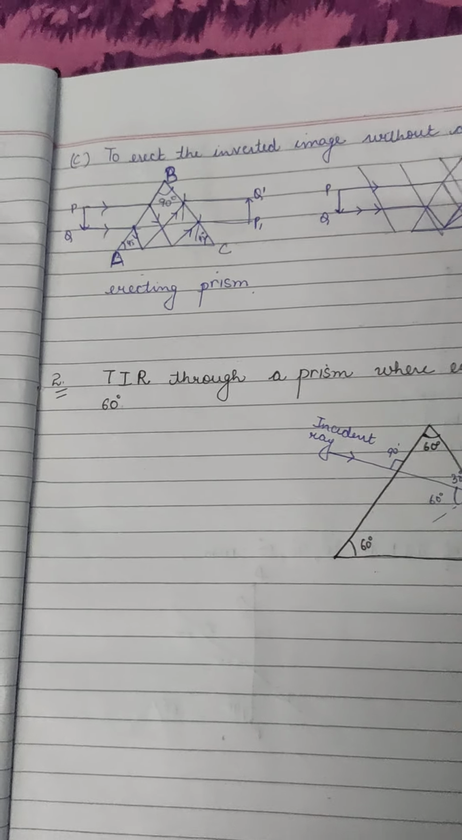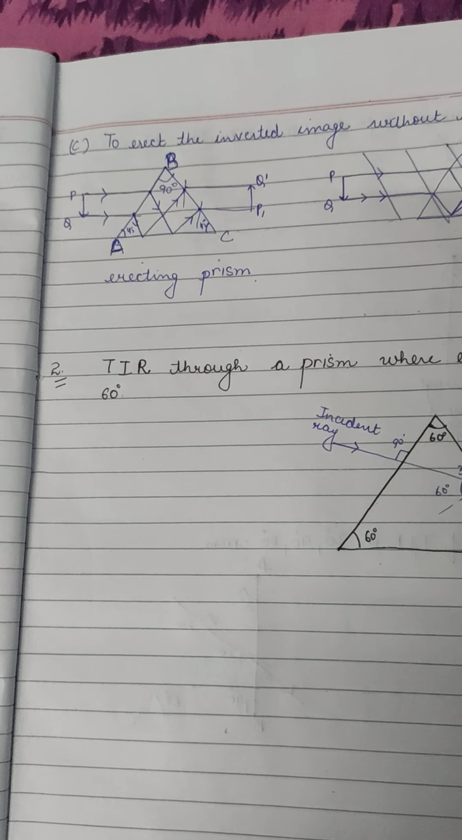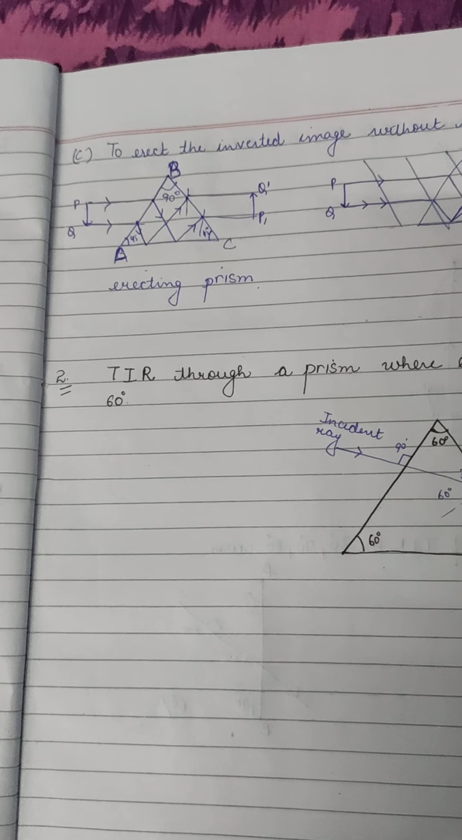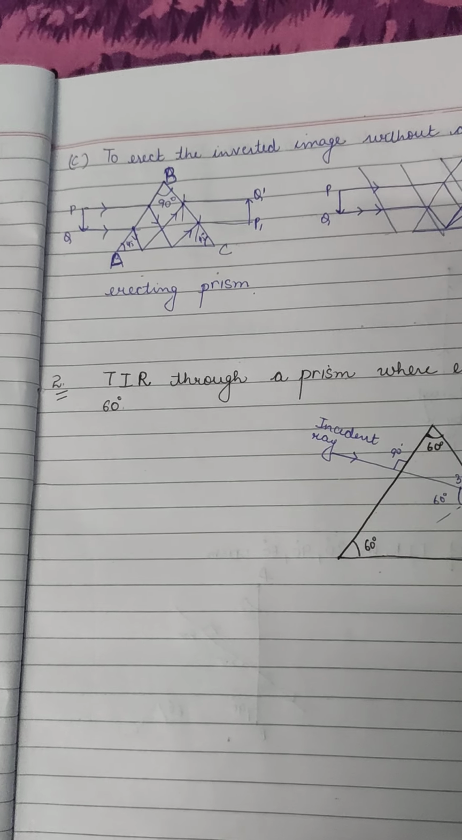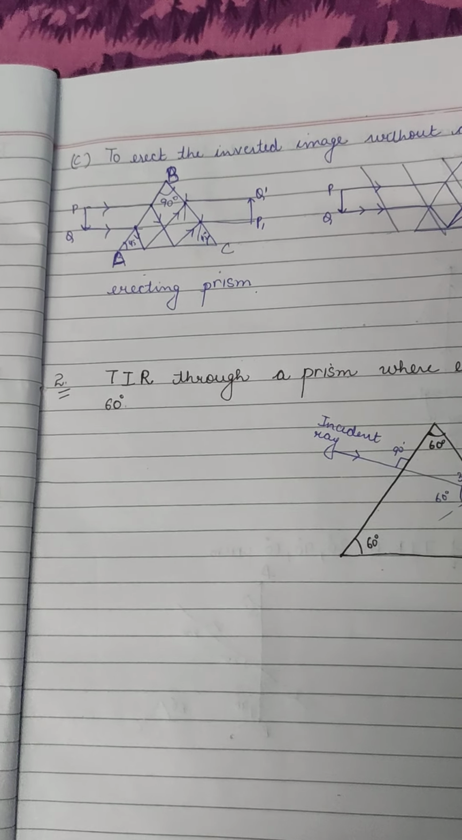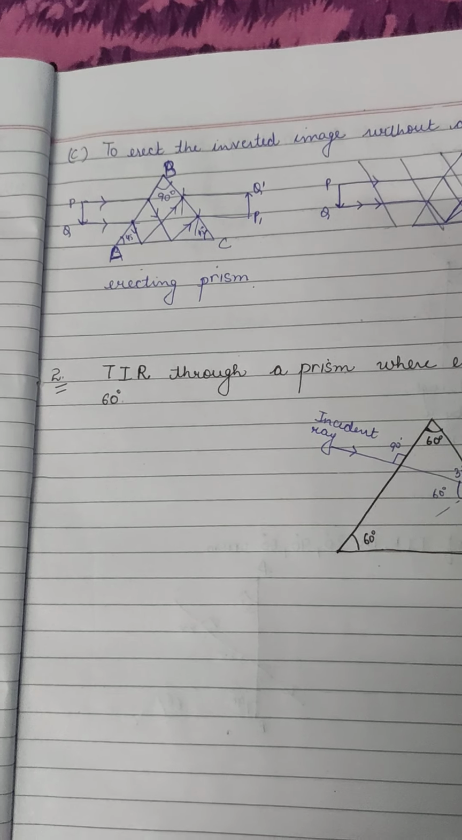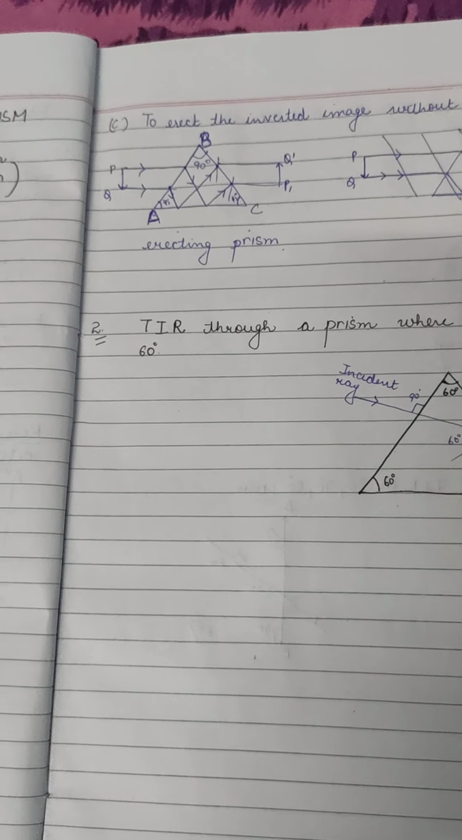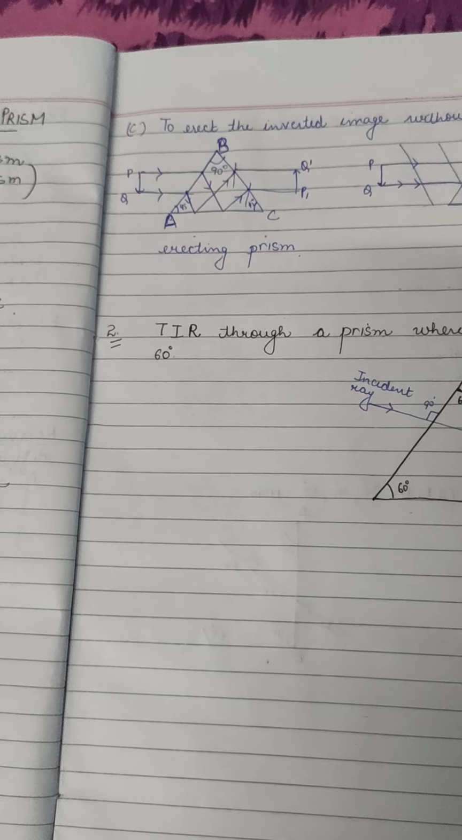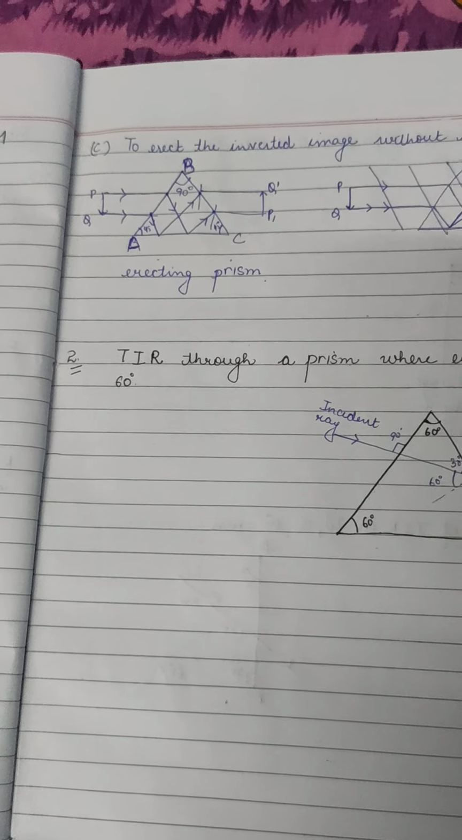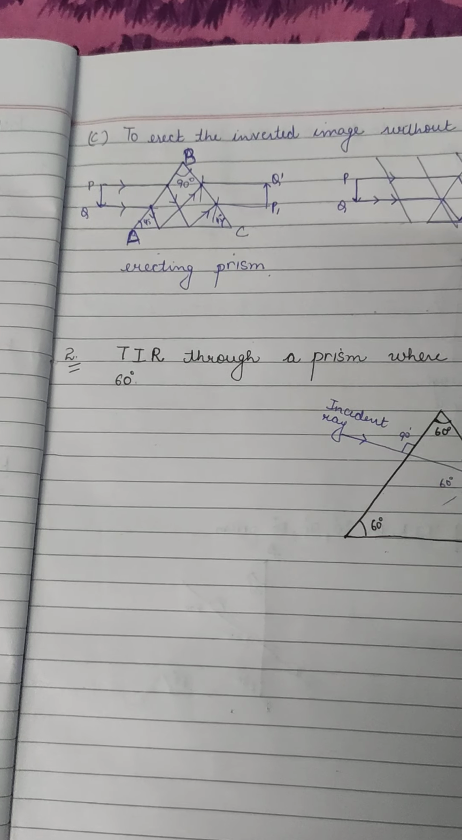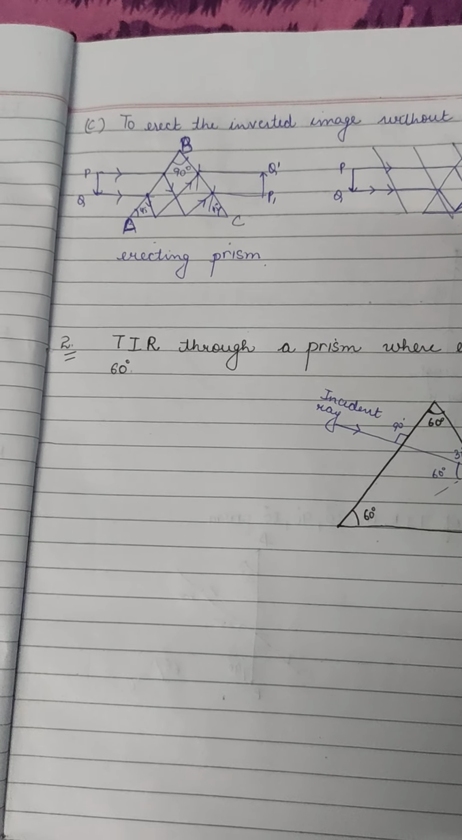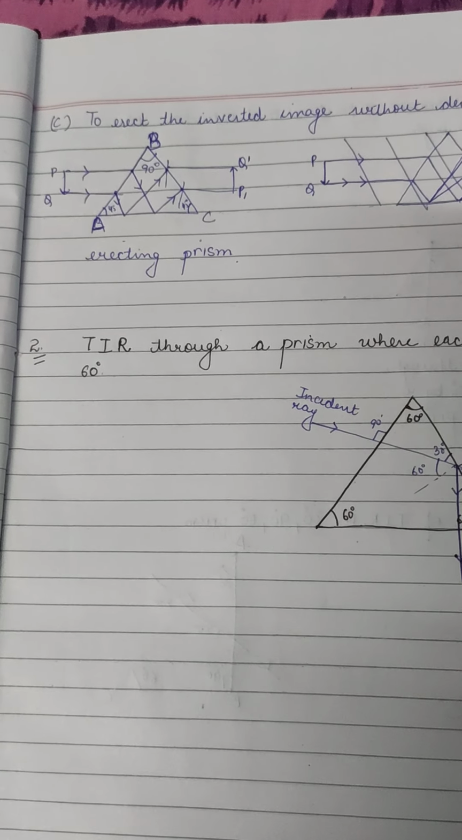But the ray you are getting is again parallel to the face AC. So because of that, what happens? You will get an erect image. So this is just used for erecting images. This is known as the erecting prism also. So these are the three cases which we have done. Next I'll continue in the next video.